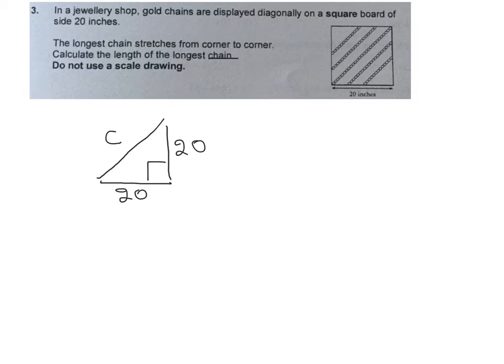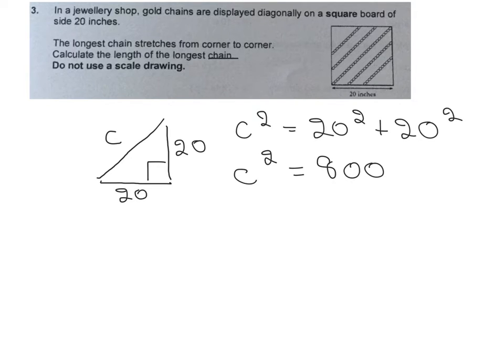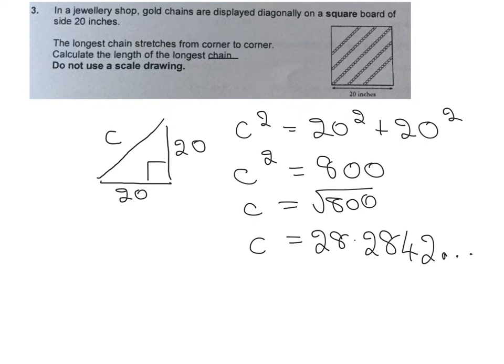There's our right angle straight across. That is what we want to find. We'll call it C. It's the longest side. We're going to use Pythagoras. So c squared is going to be equal to 20 squared plus 20 squared. So c squared is equal to 800. Again, I don't want c squared, I want c, so I'm going to have to use the square root to undo it. So c is equal to 28.2842... Always give the unrounded. Again, we're not told what to round to, so I'm going to round to 2 decimal places. So the longest chain is equal to 28.28 inches, and that's it done.